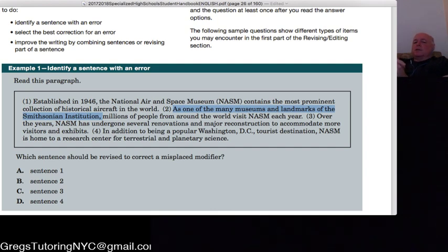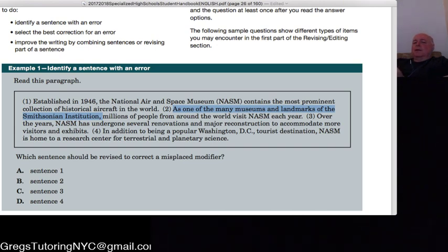So let's say there was another sentence here, sentence number 4, that really totally sucked. But it didn't have a misplaced modifier. Okay? Maybe it had a spelling error. Okay? You can't put E for questions because they're asking specifically about a misplaced modifier.